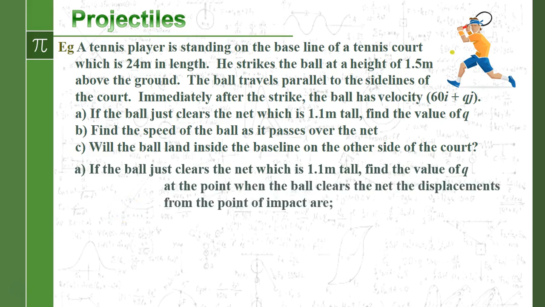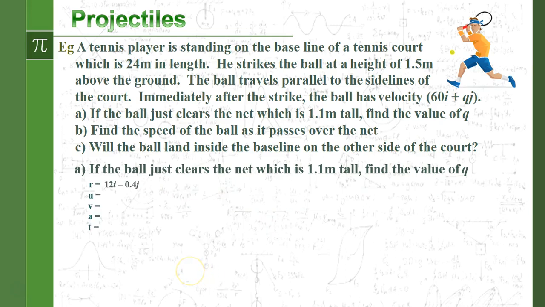Right, so first things first, at the point when the ball clears the net, let's consider the components of the displacement, bearing in mind we'll take our point of impact as our origin. Horizontally it will have travelled 12 metres because the court's 24 metres in length, and vertically, if it was originally hit from a height of 1.5 metres and the net is at 1.1 metres, then its displacement from the point at which it was struck is going to be minus 0.4 metres.